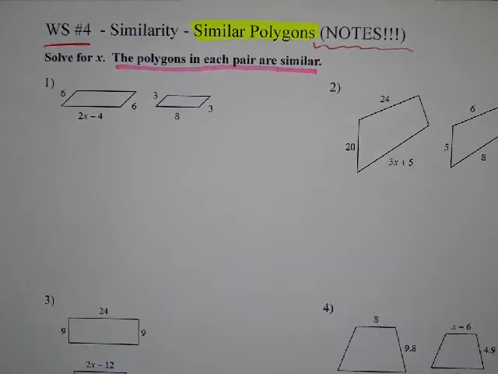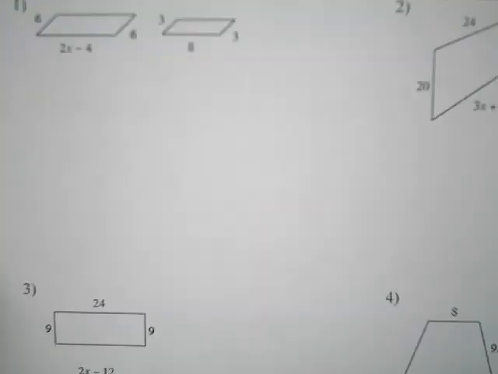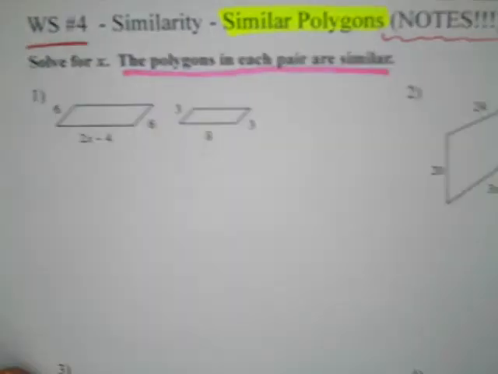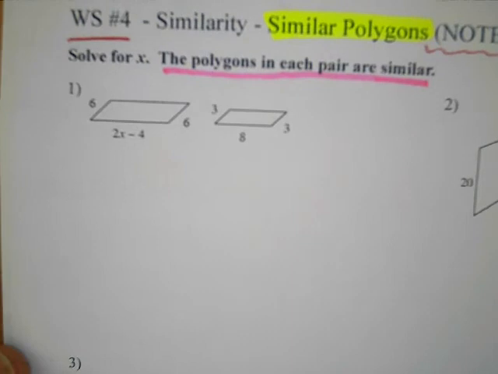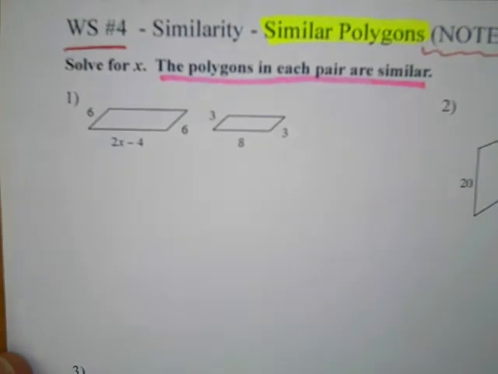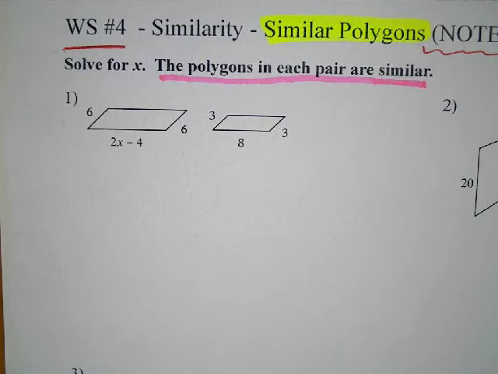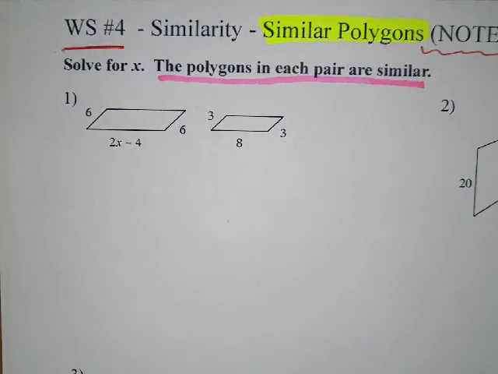All right, so here is where we zoom into number 1. Those of you who were not able to print this out and don't have this worksheet, here's where you pause it. Copy these two similar polygons, all the numbers and everything. When you're ready to move on, you push play and then you follow the notes, copying everything down.